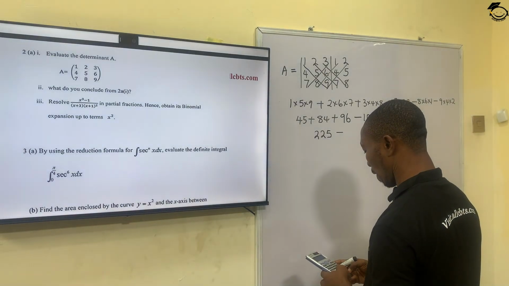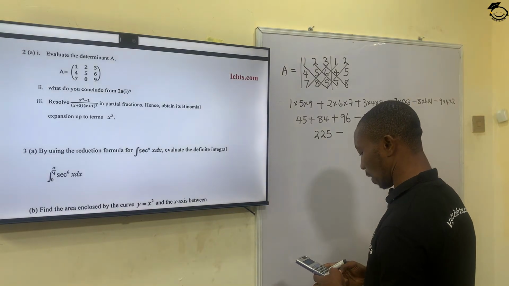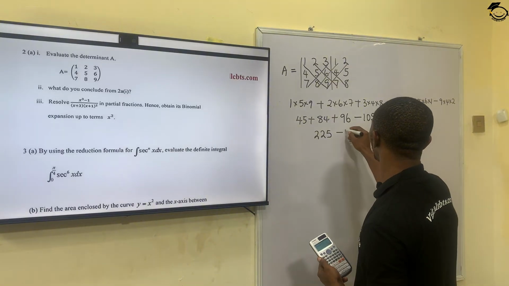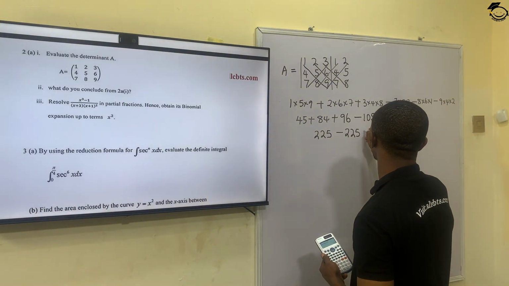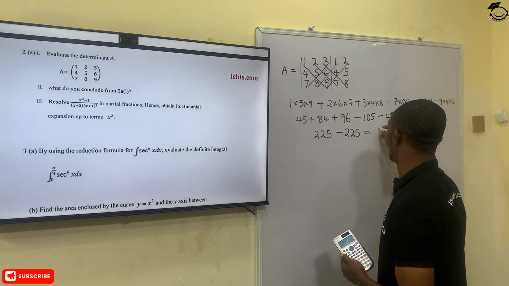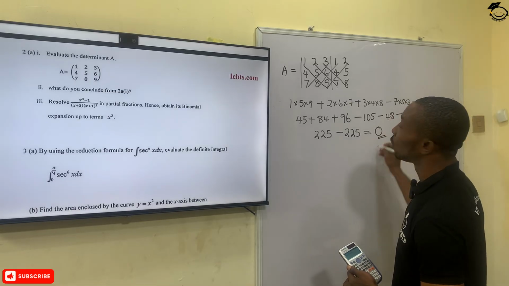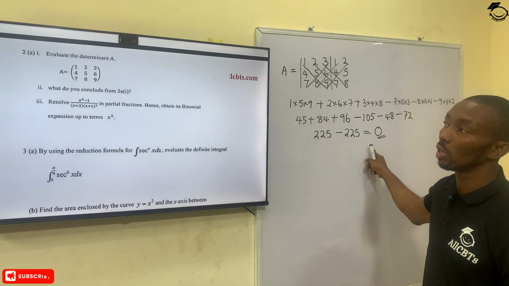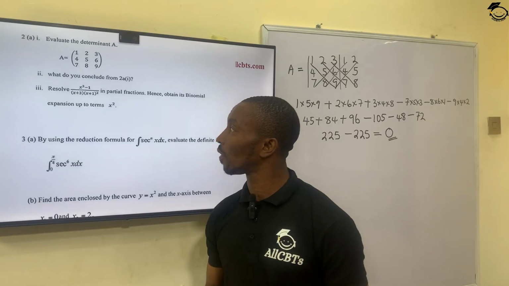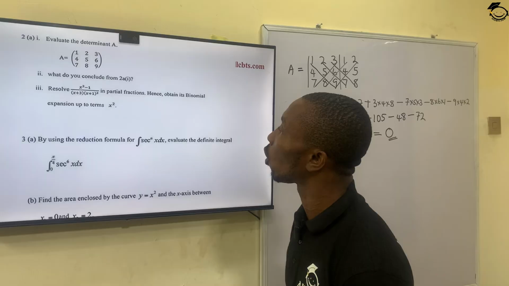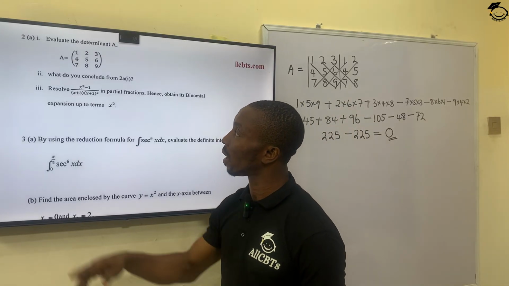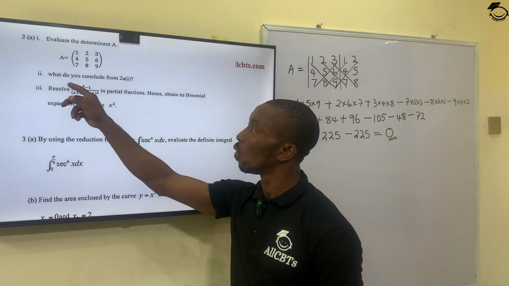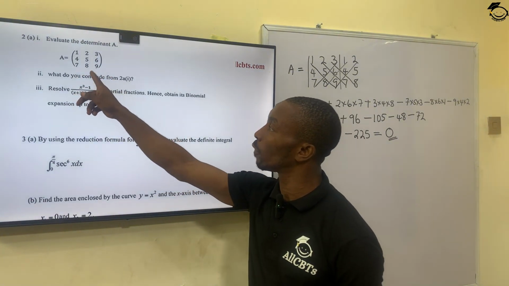we have 105 plus 48 plus 72, which gives us 225. So our determinant for our A will be 0. So we found the determinant of this matrix to be 0. Now, our next question says, what do you conclude from the above? So from the determinant we've calculated from here, what conclusion can we draw?